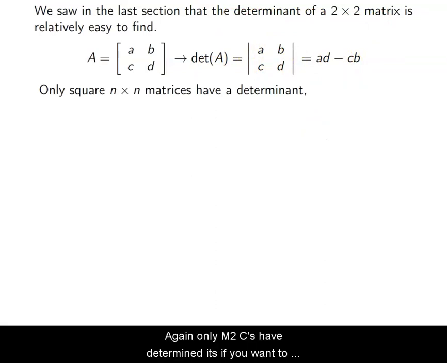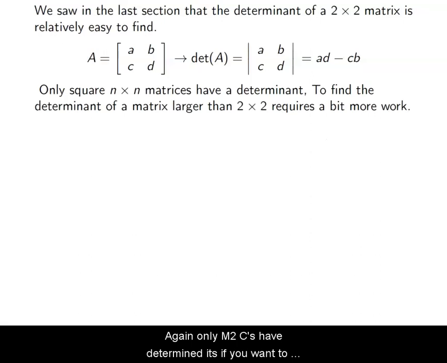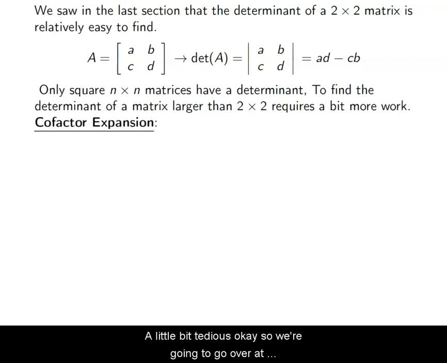Again, only square matrices have determinants. If we want to find something that's larger than a 2x2, it can be a little bit tedious, okay? So we're going to go over a general method, which expands on the method from chapter 9 in the cross product, that will allow us to be a little bit more flexible in the routes that we take for trying to find the determinant. It might make things a little bit easier depending on our matrix. This method is called cofactor expansion. This is a method that's covered in calculus 3 as well. You will see this again.